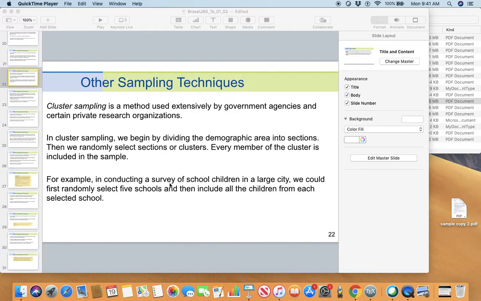For example, in conducting a survey of school children in a large city, we could first randomly select 5 schools and then include all the children from each selected school. So rather than randomly select 200 children from a population of 5 million kids, you simply randomly select 2 schools with 100 students each. So that is called cluster sampling.